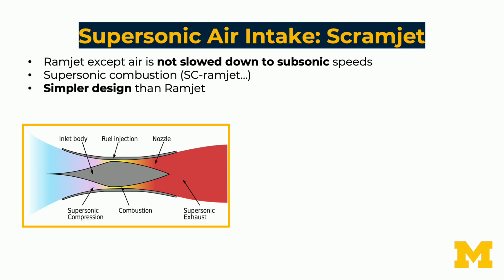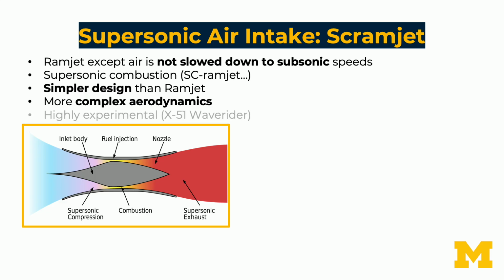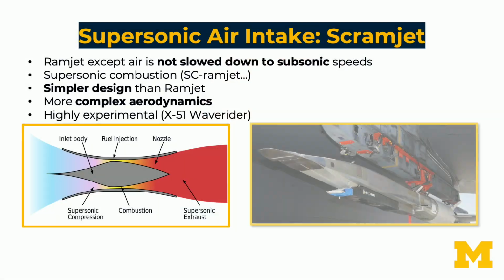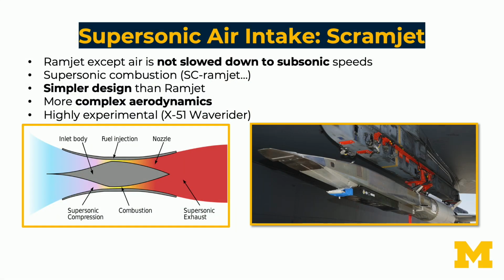It's a much simpler design than the ramjet engine, but it is actually much harder to get right. It has much more complex aerodynamics, and it is highly experimental. We talked at one point in a previous lesson about the X-15 experimental aircraft. There was another experimental aircraft called the X-51 Wave Rider, which used this.